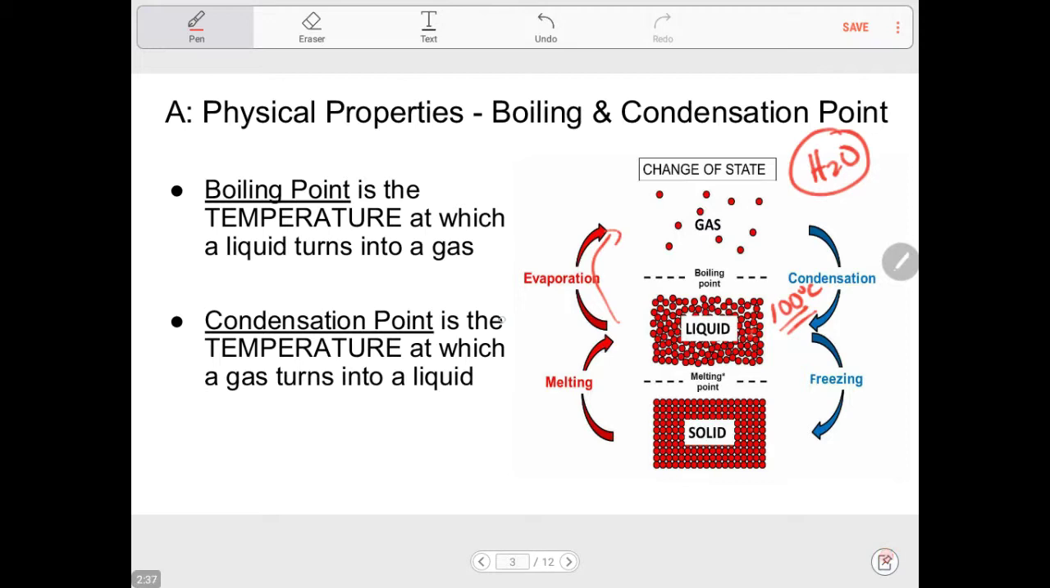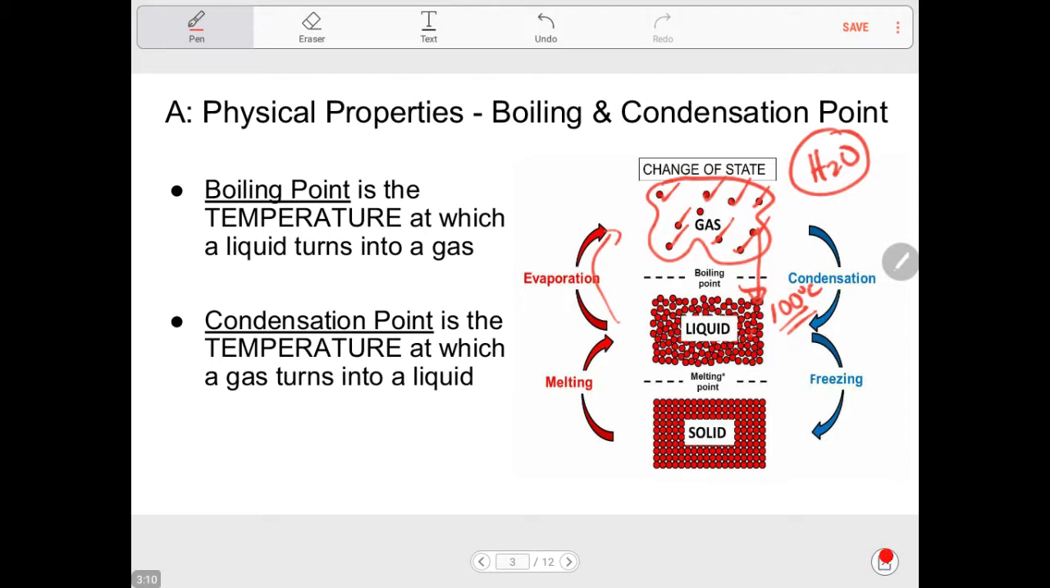Condensation point is a temperature at which a gas turns back into a liquid. So it is possible for these in gas form, remember, each of these is an H2O, if they are cooled, if they lower in energy, they will form back into a liquid. So remember, boiling point is when the H2O molecules gain enough energy to move apart and separate. If you take away that energy, go below 100 degrees Celsius, they will condense back into a liquid.